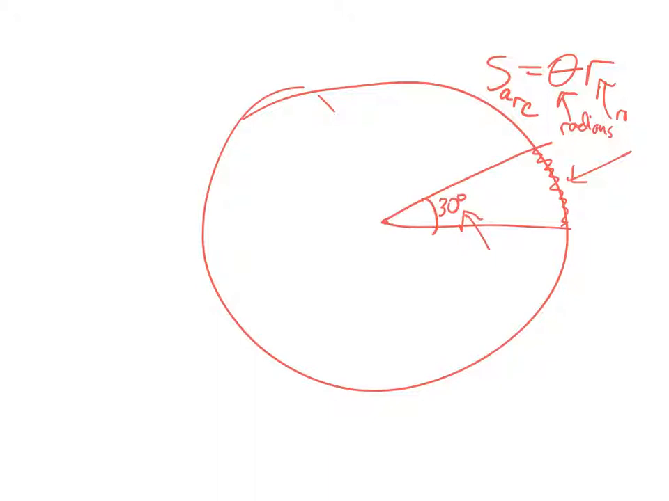Radians, radius. Okay, you got your new formula for the day. Now, how do I do this? Well, if I told you that this radius was an 8, that'd be fairly simple. Then I could put the 8 right here, but then I still need to do this radians thing. How do I get that to be radians? 30 degrees. How do I get it to be radians?